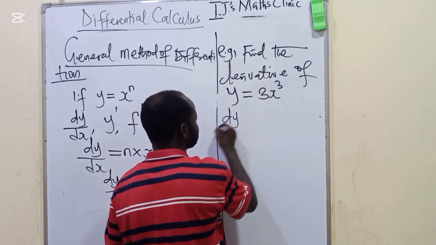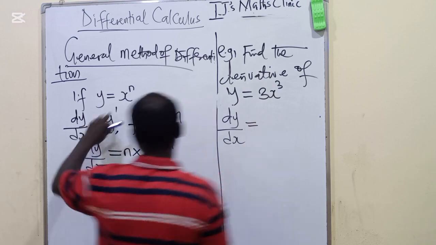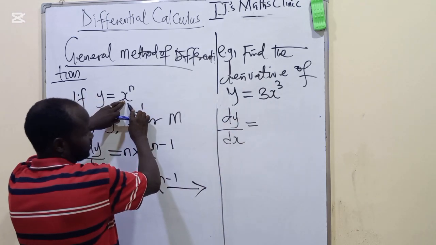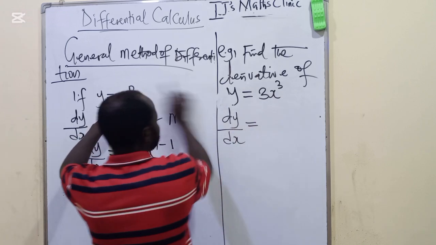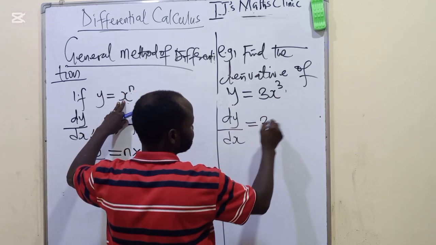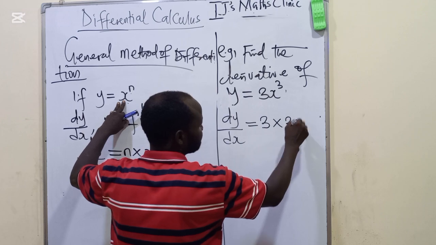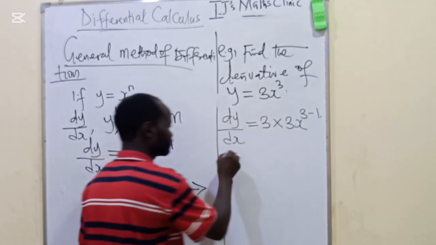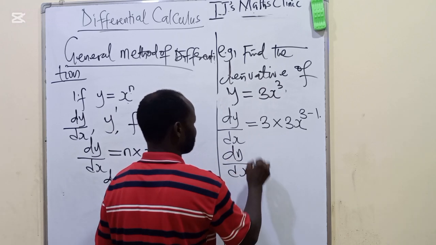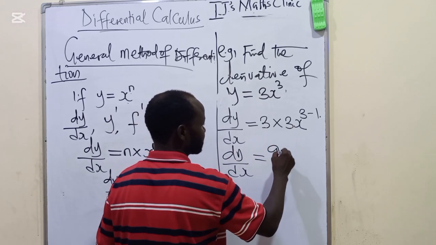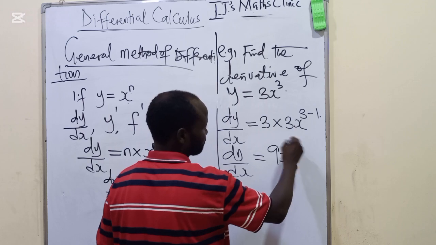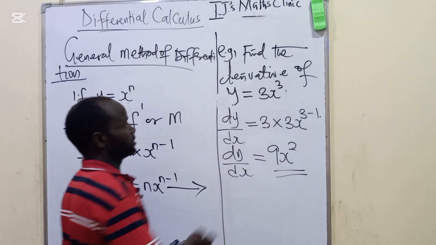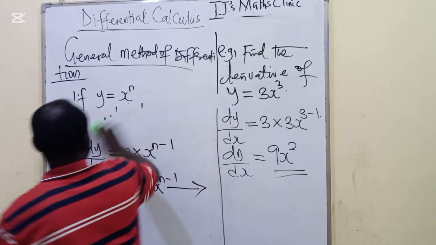So dy by dx now will be, we apply this. 3x here is our x. So this 3, which is our n now, will come down to multiply this. We'll have 3 multiplied by 3x. The power 3 will reduce by 1. Very important. So dy by dx will be 3 times 3 is 9x. 3 minus 1, of course, is 2. So this is said to be the derivative of this function.